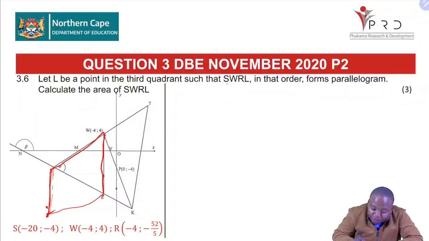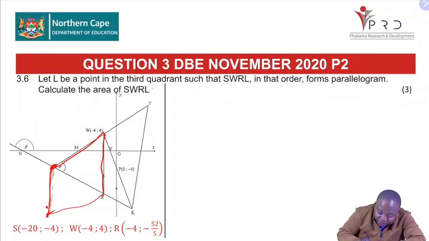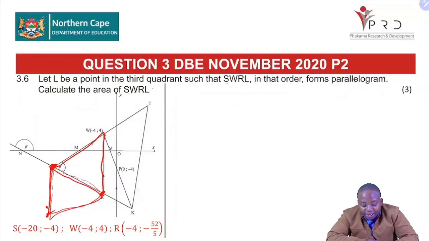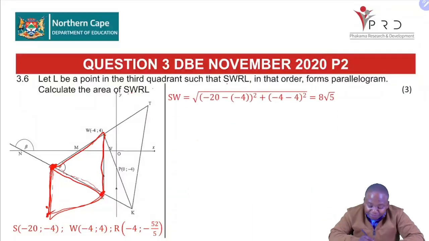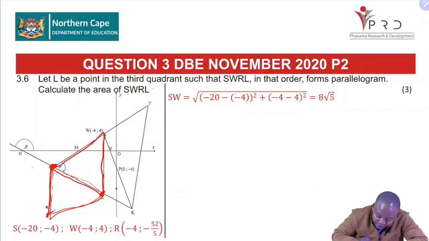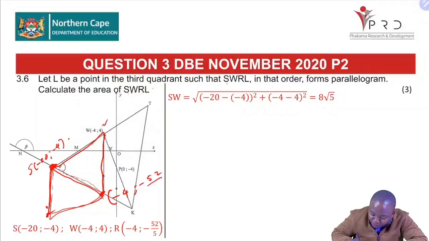Calculate the area of SWRL. So they want the area of the whole parallelogram right there. How do we find the area of that parallelogram? We can find the area of the two triangles, because we can see we are creating two triangles here, and we have another triangle right there. So what we can do is the following. We know the coordinates of S, which were -20 and -4. The coordinates of W are given. The coordinates of R were -4 and -52/5.